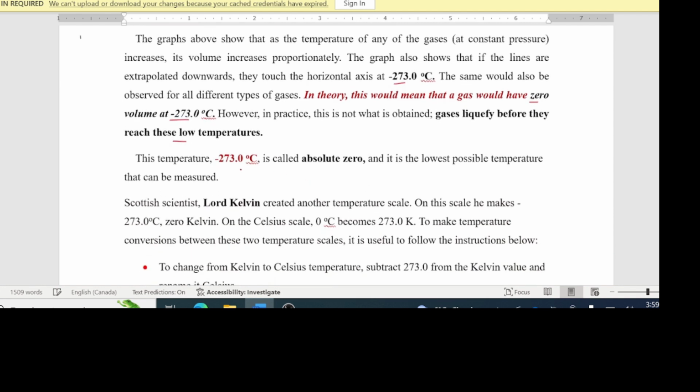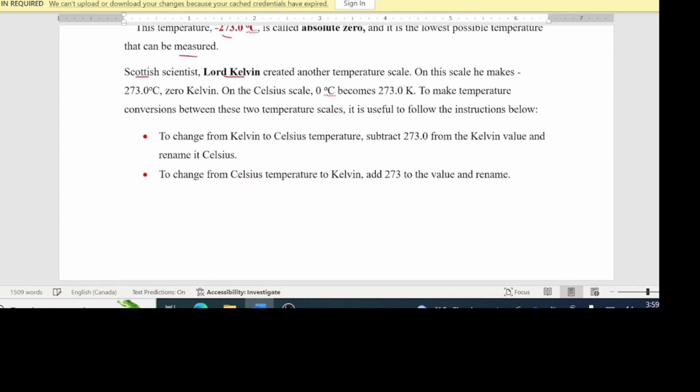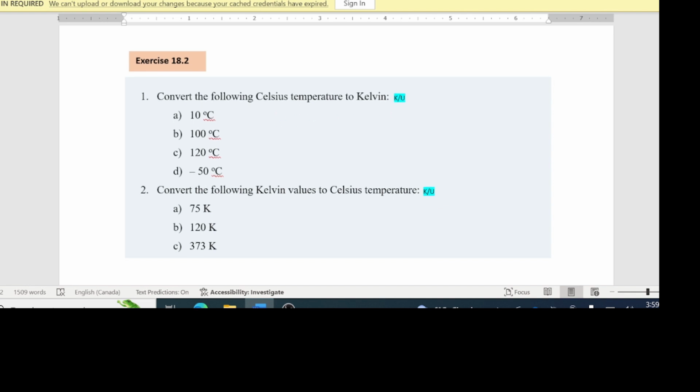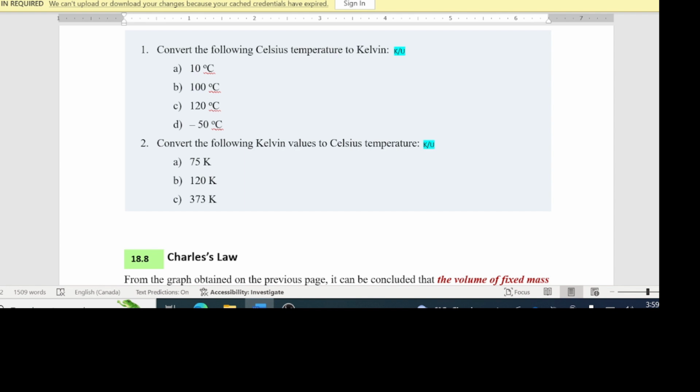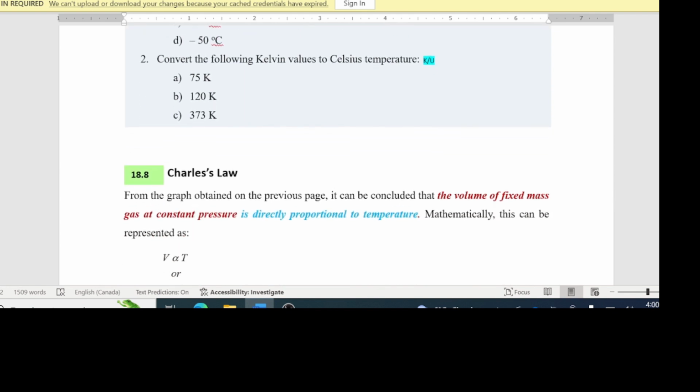This temperature is now called absolute zero, and is the lowest temperature that can be measured. So this Scottish scientist, Lord Kelvin, decided to create his own scale, which we have spoken about already. To convert from Celsius to Kelvin, you add 273. To change from Kelvin back to Celsius, you subtract 273.